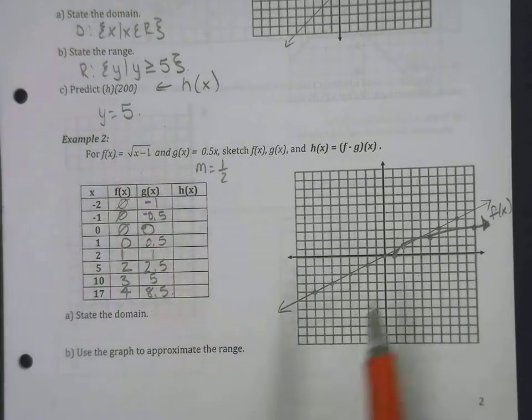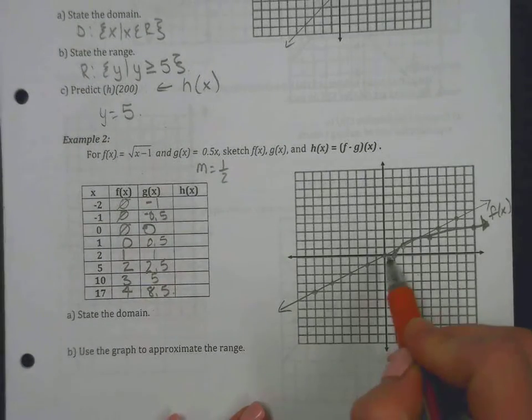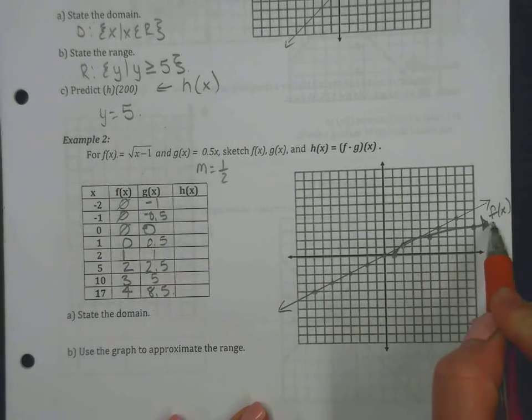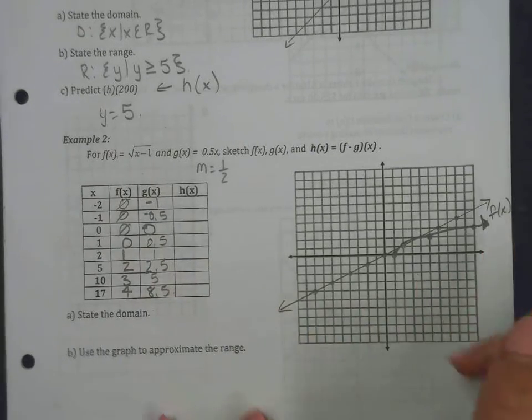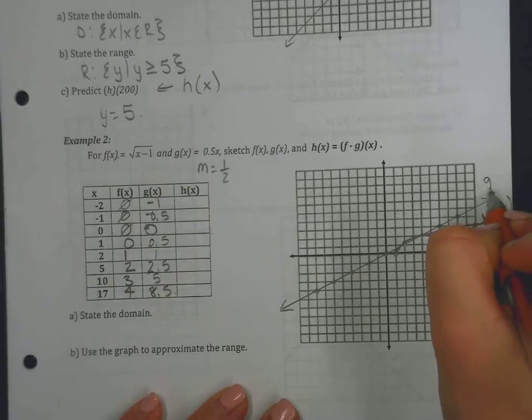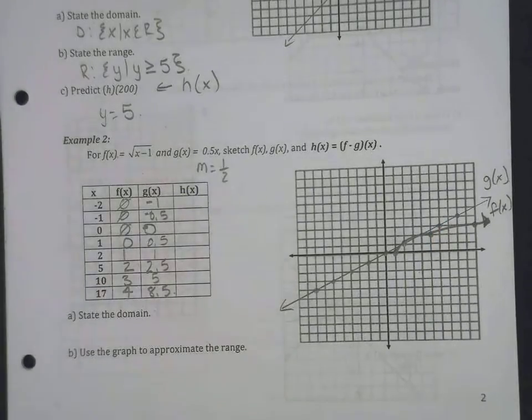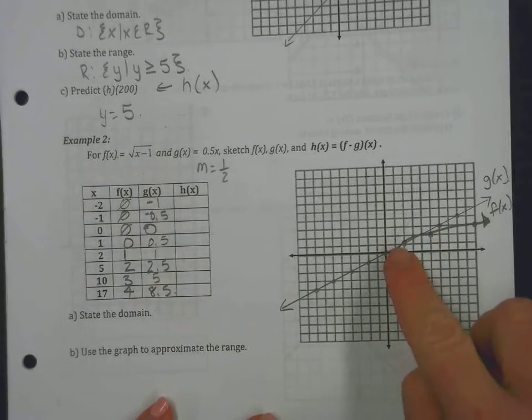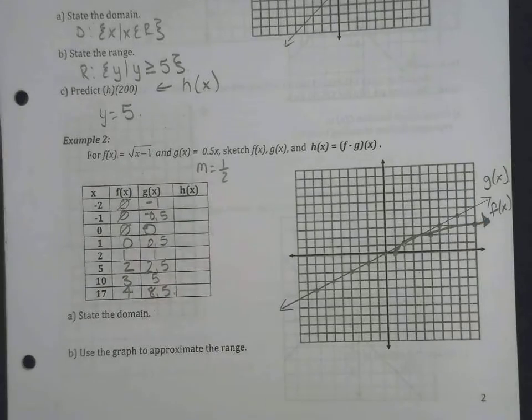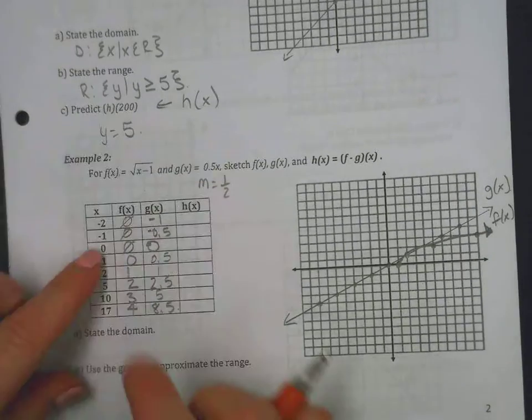All right, continuing on. So we graphed our two functions. Our radical function here is f of x. Our linear function here is g of x. And now we want to subtract these two functions. So we're going to start to subtract all of our y values of these two functions.